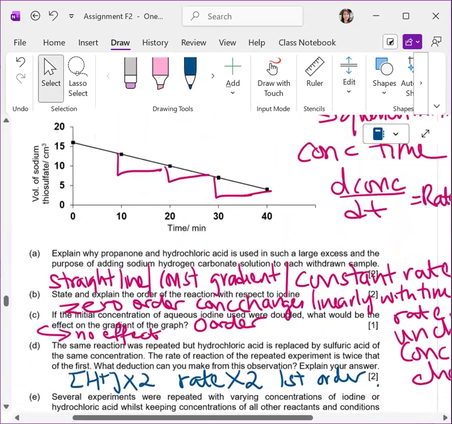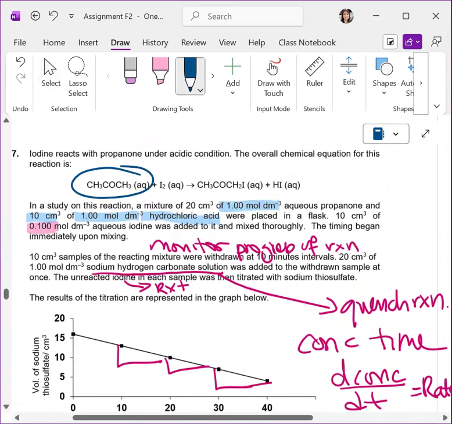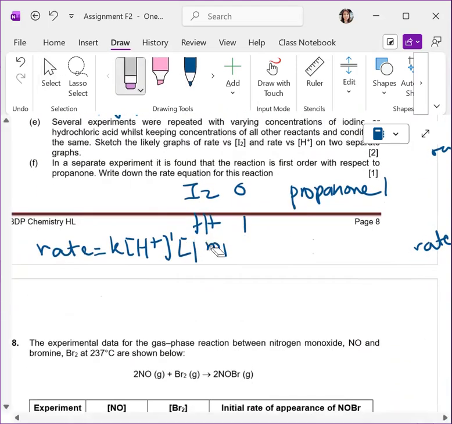Okay, we don't spell out propanone, so what we will do is we will copy the formula here, CH3COCH3. So we will replace this with the symbol [CH3COCH3] to the power 1. And that will be the rate equation. Okay, that's for this question.